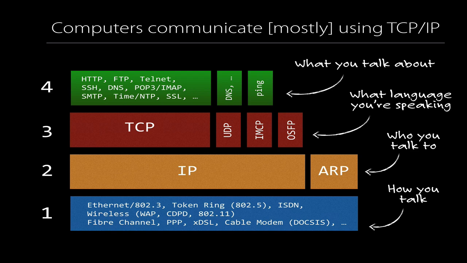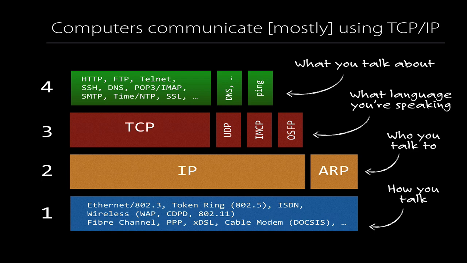If you go to the bottom of the stack, you'll see things you probably also recognize, like Ethernet and ISDN or wireless or cable modem, and that's how your computers talk to each other. The IP layer is who you're talking to, so you've probably heard of IP addresses. TCP is essentially what language the computers are speaking, and the fourth level of the TCP/IP stack is essentially what you are talking about, and HTTP sits there. In this class, we're only going to be concerned about HTTP. You should understand that computers have multiple kinds of ways in which they can communicate with each other.